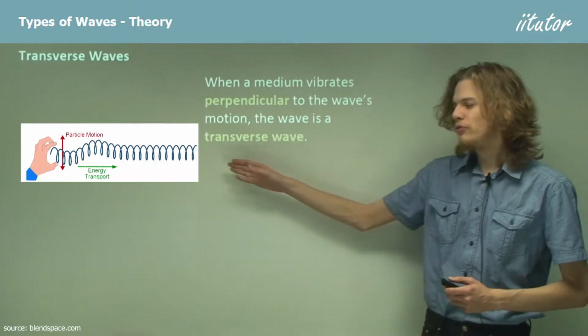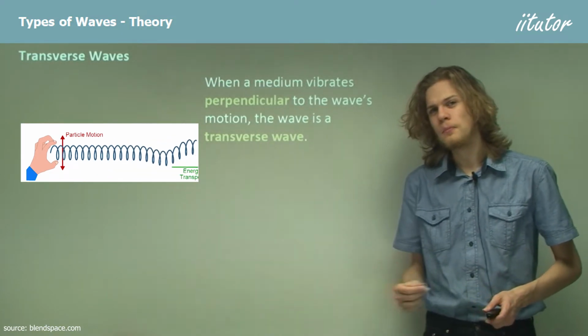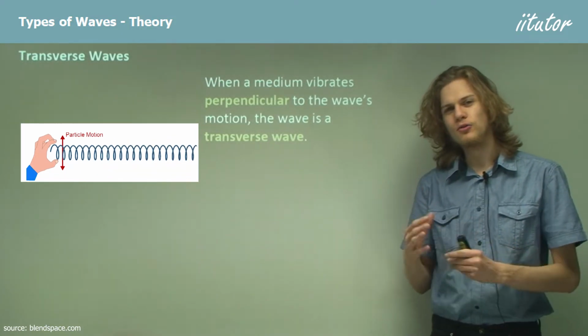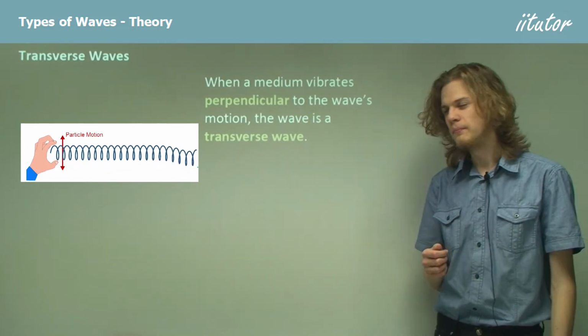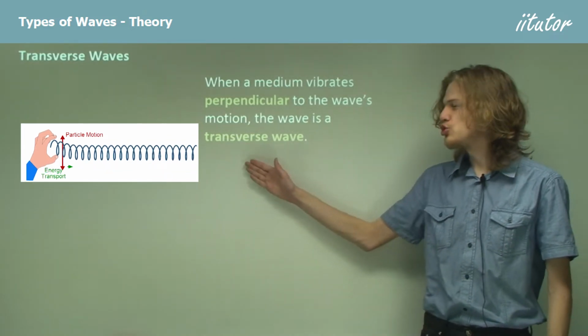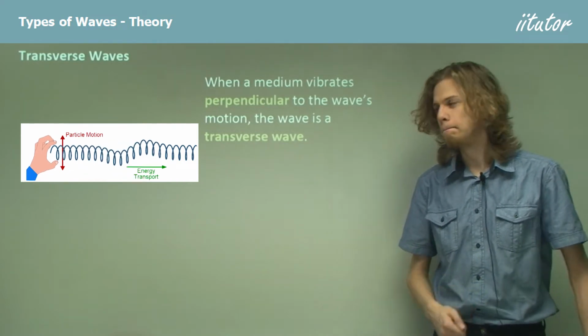So when we're moving up and down like this, then we say that the particles are moving in a direction transverse to the wave's motion. That means that we can call these transverse waves.